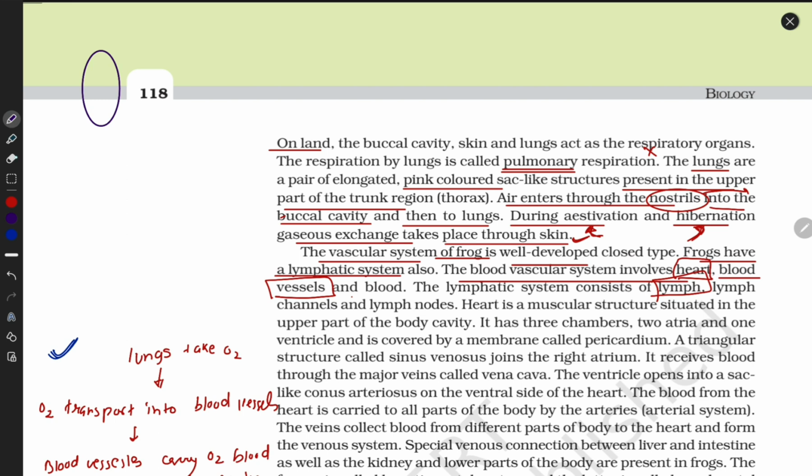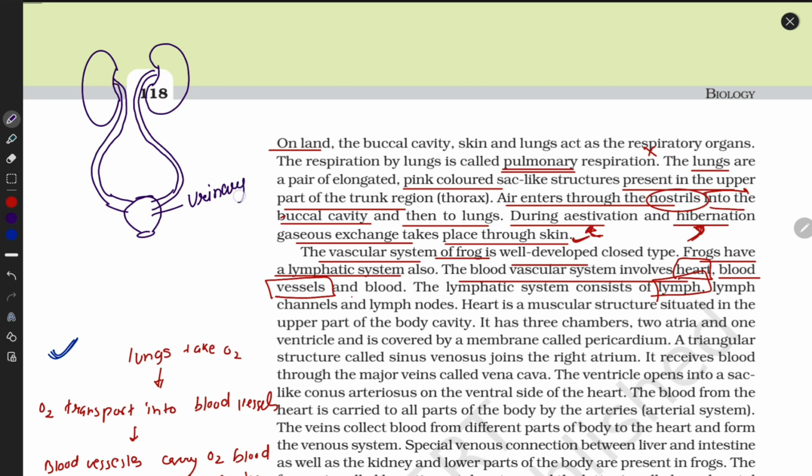This is the kidney part. This is the ureter part, one pair of ureters. These open into the urinary bladder. This is the urinary bladder, these are the ureters, and these are the kidneys.